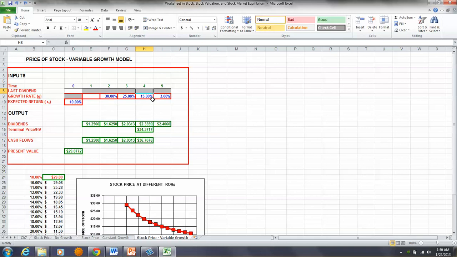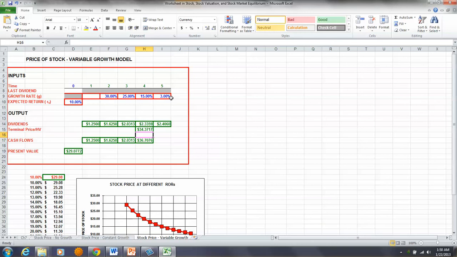The dividend is constant after year 4. So you know exactly the price in year 4. The stock price in year 4 is your constant dividend in year 5 divided by R minus G. That's going to give you this stock price. R is 10%, G is 3%.